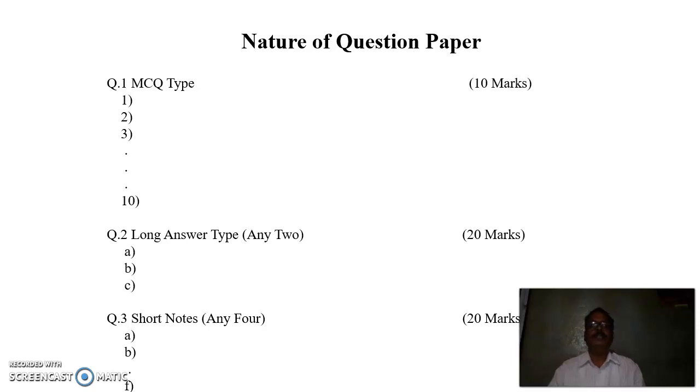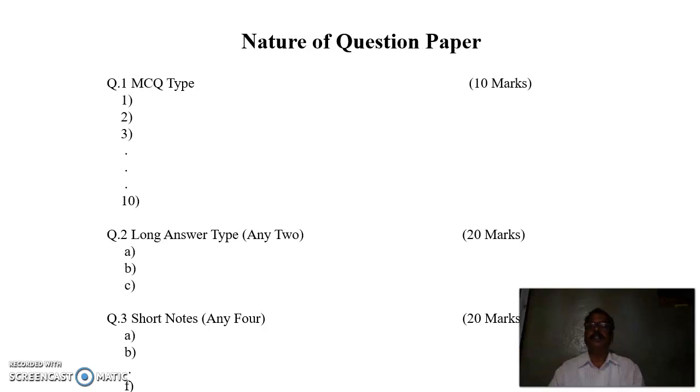Question second is of long answer type, which contains 3 questions. Out of these 3 questions, we have to write any 2 questions, each question carrying 10 marks. Therefore, question second has total 20 marks.